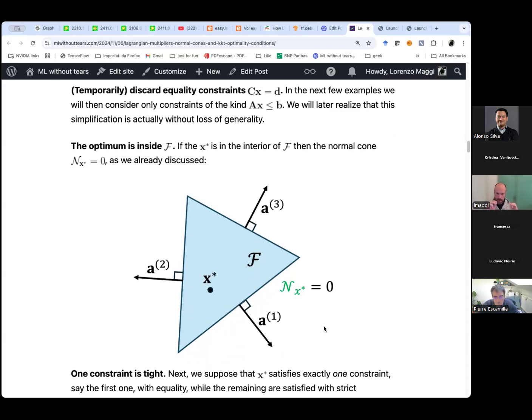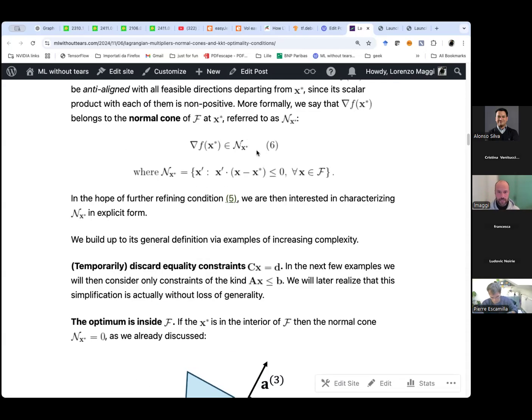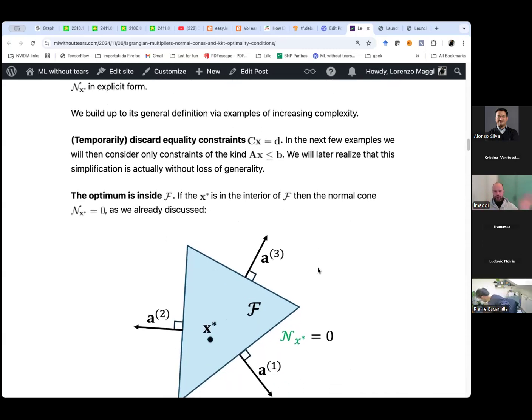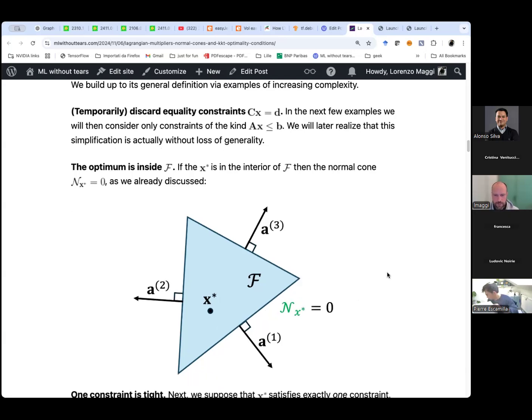If the x star, our optimal or local optima, is inside the feasibility region, then the normal cone must be 0. So this means that the gradient is 0. And this is classic stuff. It is as if it were an unconstrained problem, because no constraint is tied. So it just means that the normal cone is 0 and the gradient is 0.